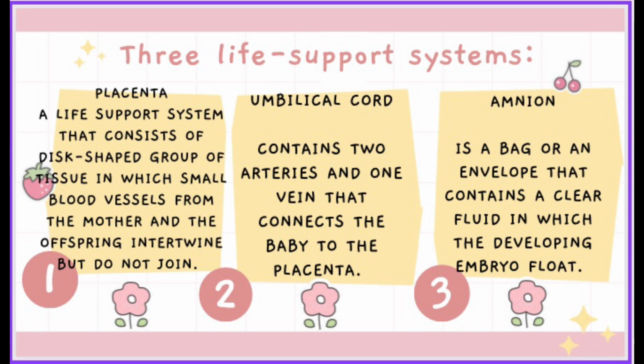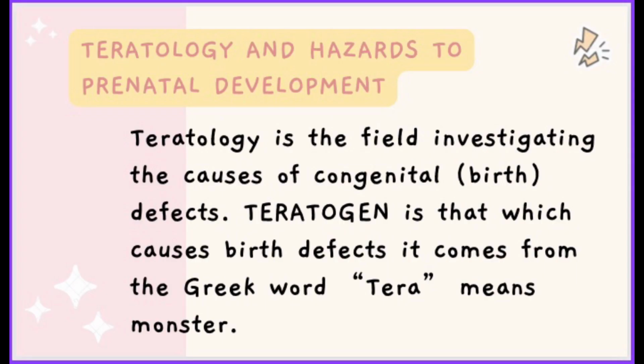Second is the umbilical cord. This contains two arteries and one vein that connects the baby to the placenta. Third is the amnion. This is a bag or an envelope that contains a clear fluid in which the developing embryo floats.